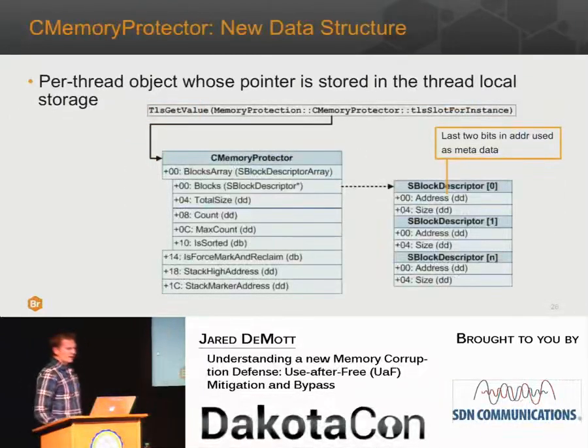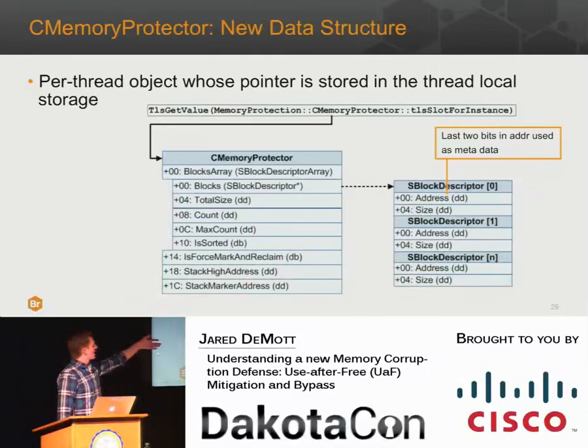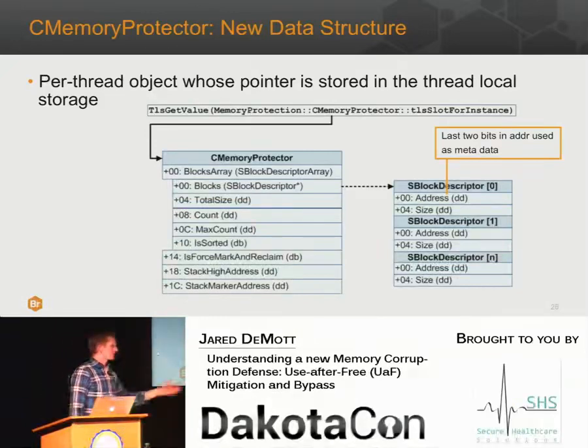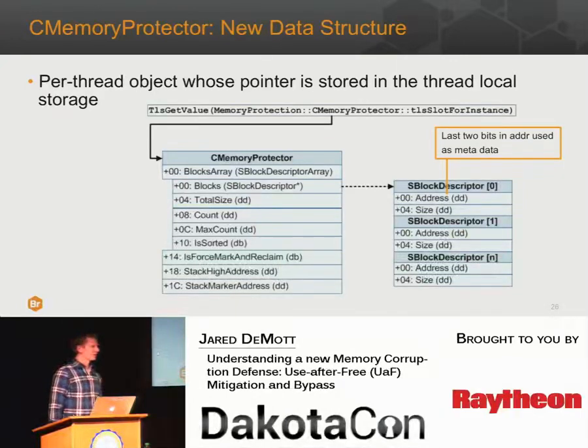So what gets created on a per thread basis is an object called the C memory protector, and it holds some metadata about the total size of all the things we're hanging on to for the delayed free. Basically it's a big list of all the blocks that we're holding on to, the address and the size. The last 2 bits of the address get used for other metadata as well, just like they do in actual heap allocators. So it's like a custom memory deallocator, really, if you think of it that way.